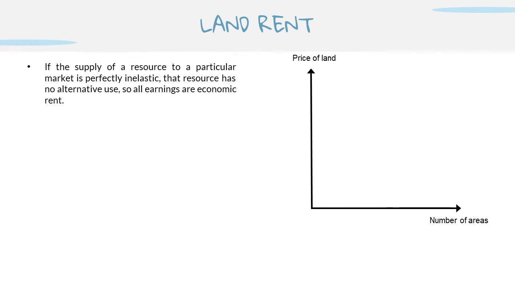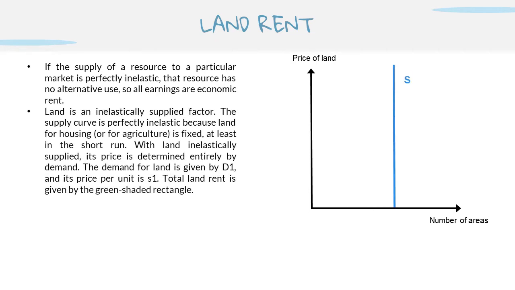The next is about land rent. If the supply of resources to a particular market is perfectly inelastic, the resource has no alternative use, so all earnings are economic rent. Land is an inelastically supplied factor. The supply curve is perfectly inelastic because land for housing or agriculture is fixed, at least in the short run. With land inelastically supplied, its price is determined entirely by demand.